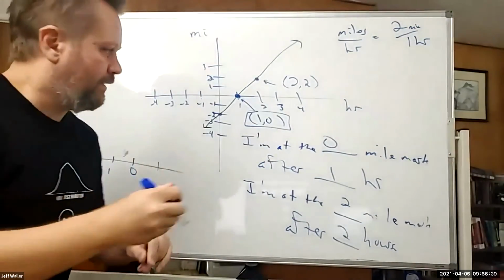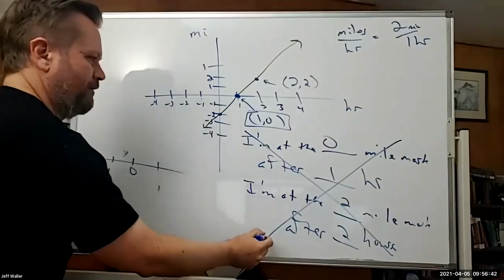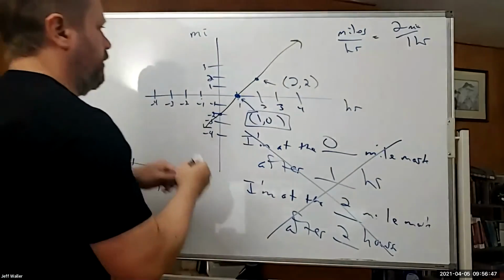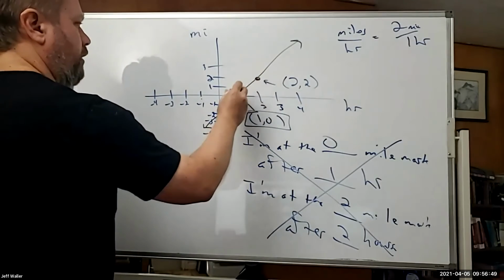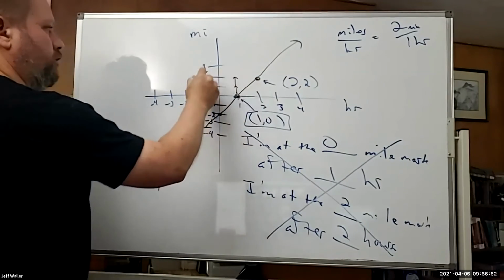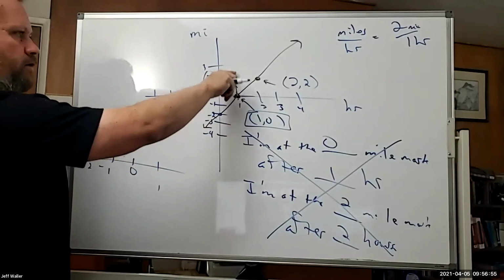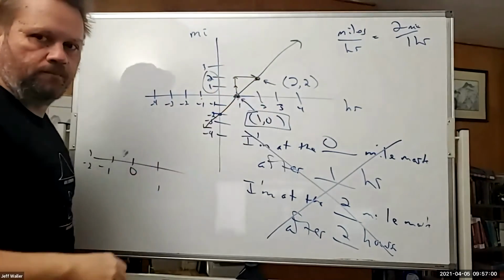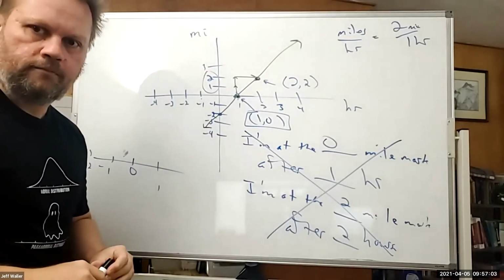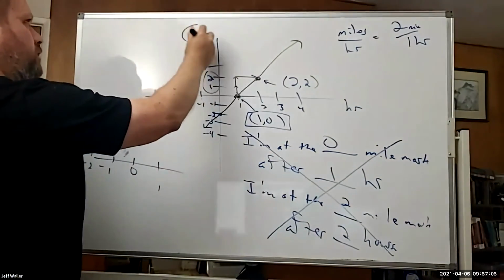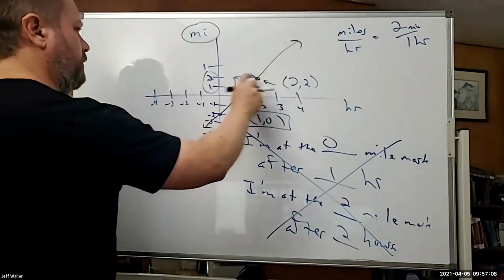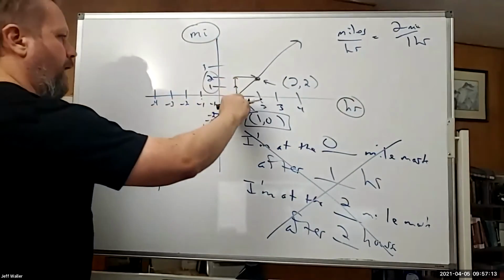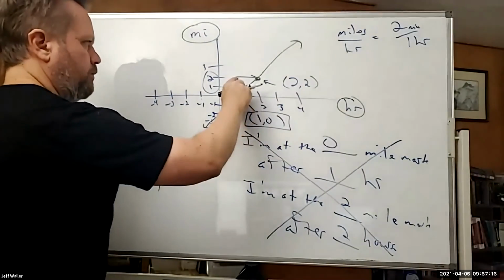Now, is there a quicker visual way to see my speed? To get from here to there, my miles changed by 2, right? Is everybody with me? My miles changed by 2, and my time changed by 1. When I go up or down, that's how much this changes. When I go left or right, that's how much this changes. So my miles changed by 2 as my time changed by 1.